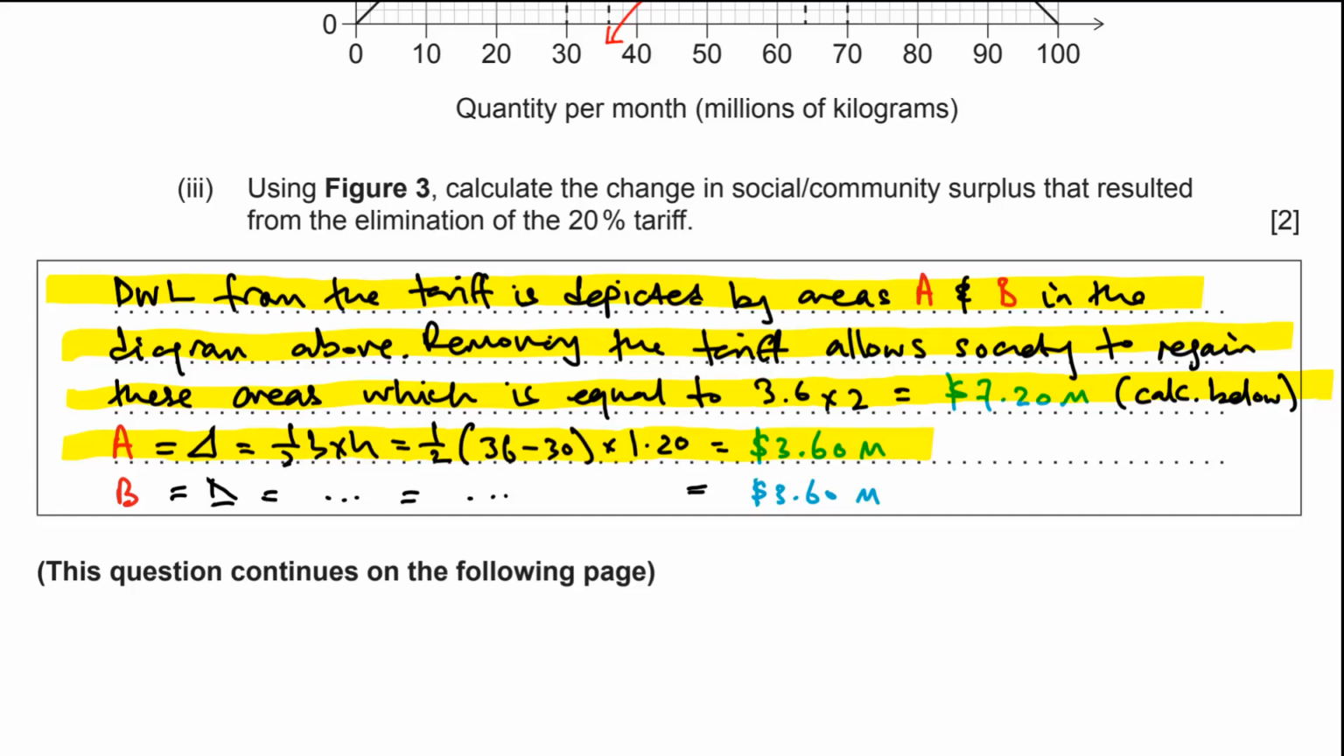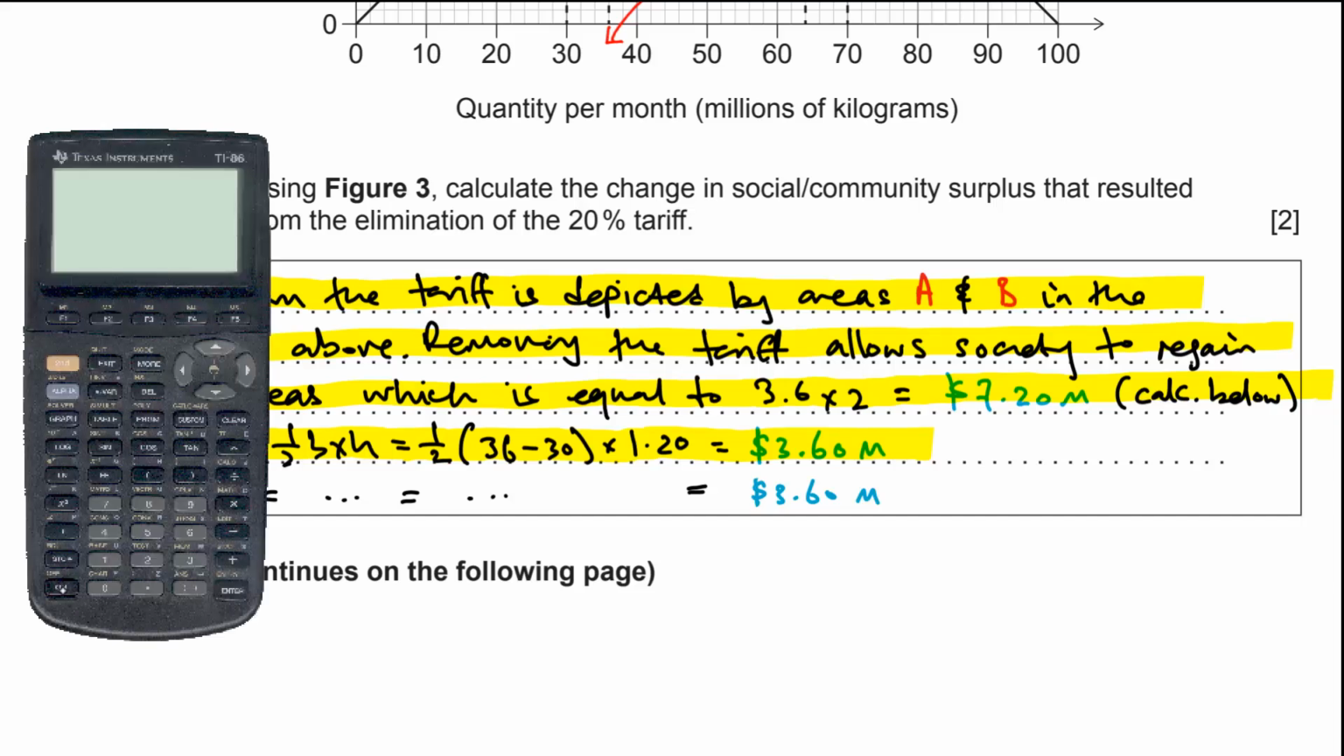So if we whip out the calculator, by the way, clear. If I go 0.5 times, open bracket, 36 minus 30, close the bracket, times 1.2, that's going to give 3.6. So there you go. We've got $3.6 million for the first bit, for area A.